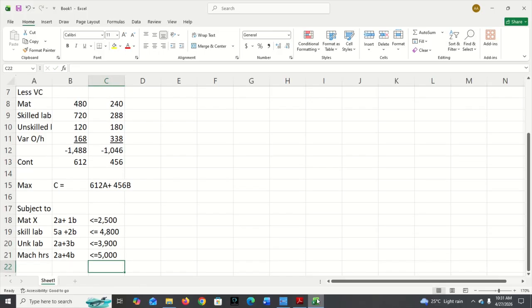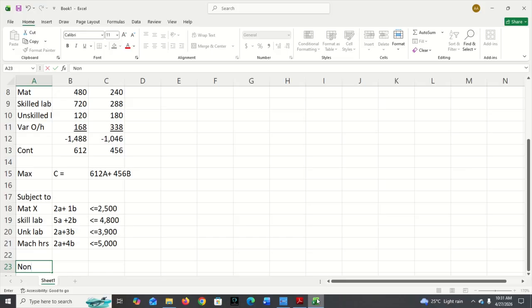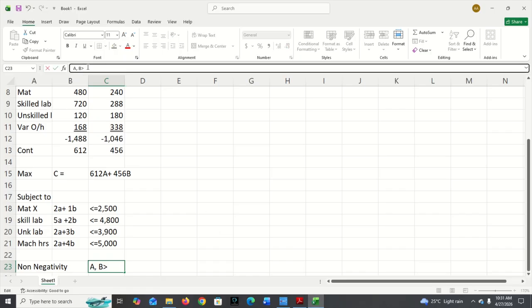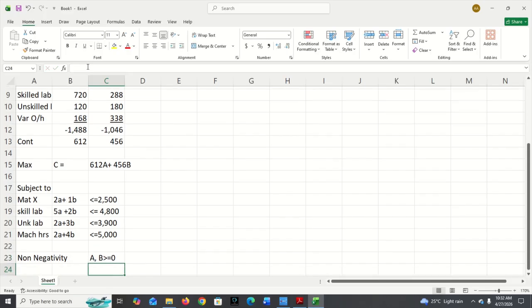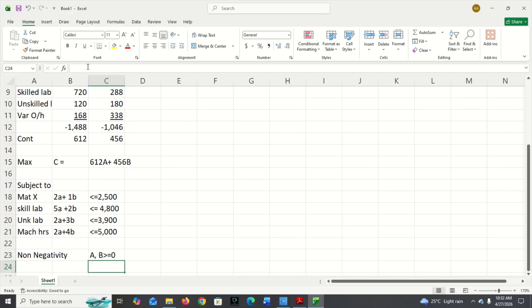So these are our constraints. Then lastly, we have to do our non-negativity. Non-negativity is very simple. It does not change. You just tell them that A and B must be greater than or equal to 0, meaning they cannot be negative. So that's our non-negativity. That's the 5 marks we have just gotten.